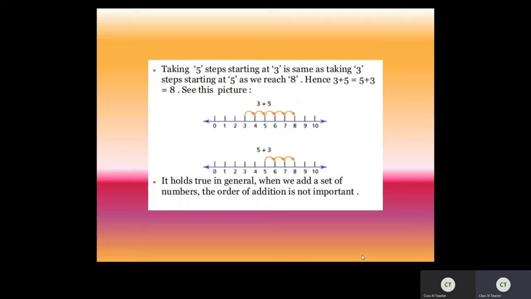So 3 to 4 one step, 4 to 5 second, 5 to 6 third, 6 to 7 fourth, and 7 to 8 fifth. So where did we reach now? 8. Okay, when you cross 5 steps from 3, 3 plus 5, you will get 8 as your answer. Now let us reverse it. Reverse the numbers and check whether you are getting the same answer or not.